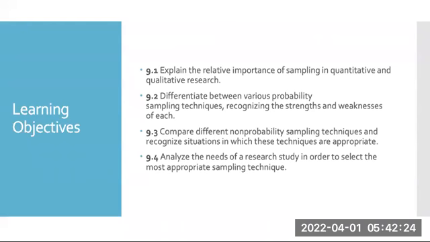The learning objectives are to explain the relative importance of sampling in quantitative and qualitative research, differentiate between various probability sampling techniques, recognizing the strengths and weaknesses, and compare different non-probability sampling techniques and recognize situations in which these techniques are appropriate, and analyze the needs of a research study in order to select the most appropriate sampling techniques.